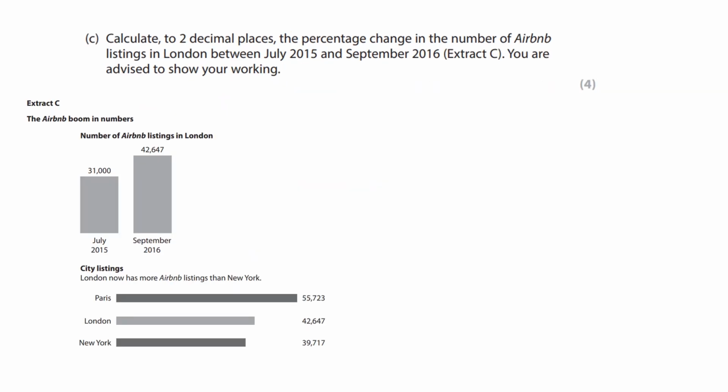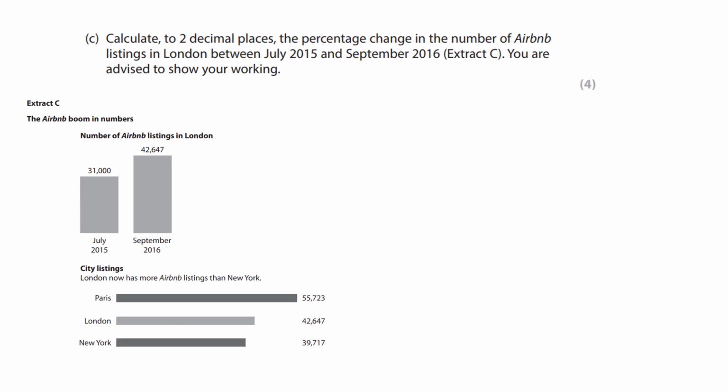Calculate to 2 decimal places the percentage change in the number of Airbnb listings in London between July 2015 and September 2016. Extract C. You are advised to show your working. So have a look at extract C. You can see the Airbnb boom in numbers, number of Airbnb listings in London, and you can also see city listings. So give this question a go.